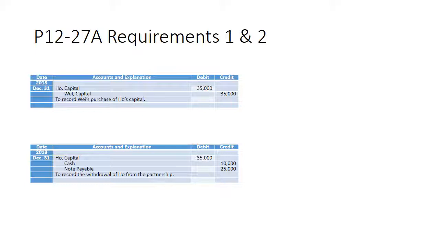Okay. In the second part, how do they account for the withdrawal of Ho from the partnership? Well, they promised to give Ho cash of $10,000 and a loan or notes payable from the partnership for the remaining $25,000 balance in his capital. So they'll debit Ho's capital for the $35,000, credit the cash in the partnership $10,000, and credit notes payable for the other $25,000. So that's how we would do the accounting for 12-27A parts 1 and 2.